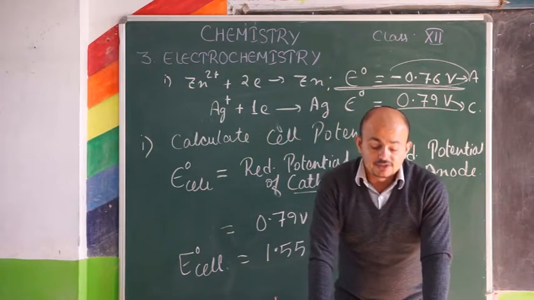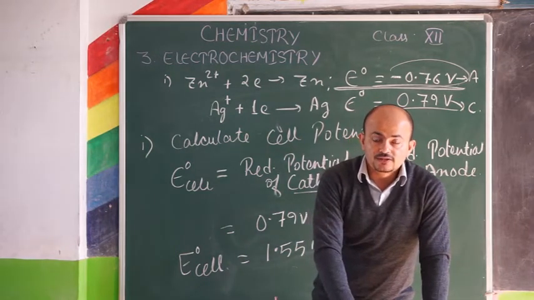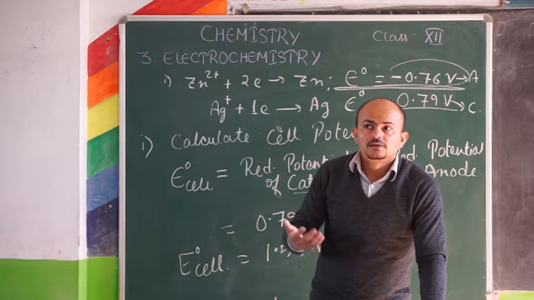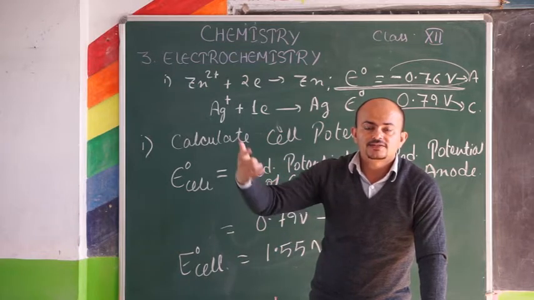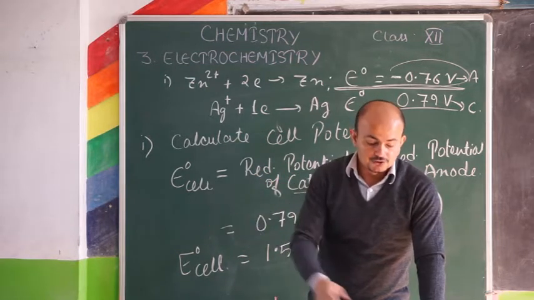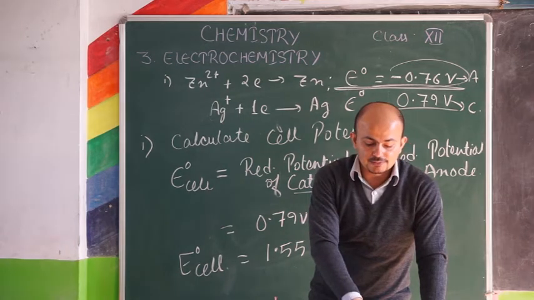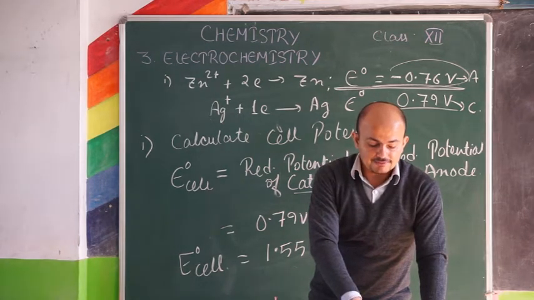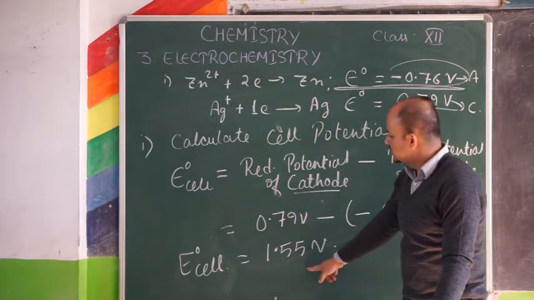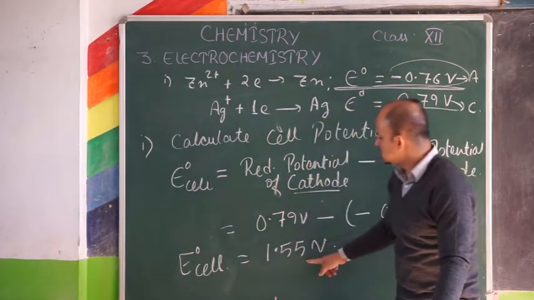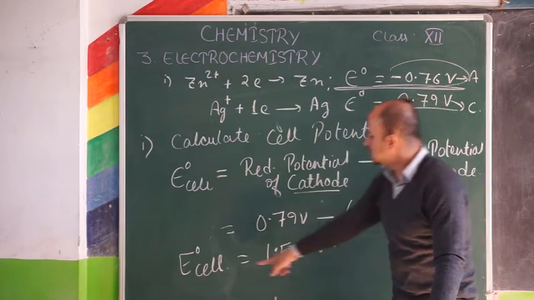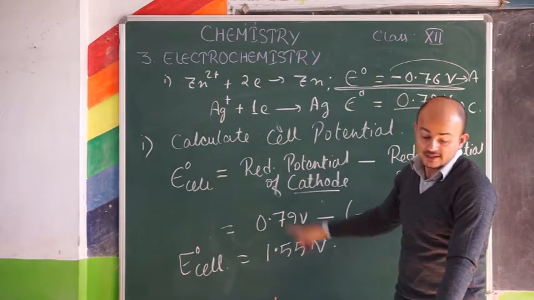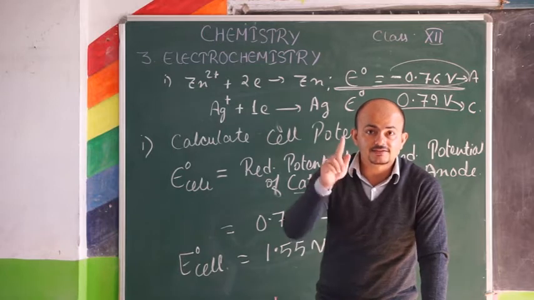So let me tell you this one. Feasibility means whether this reaction will take place or not. The feasibility of a redox reaction can also be predicted from the EMF value of the redox reaction, and this is very important. If the EMF for the given reaction comes out to be positive, then the reaction is feasible.